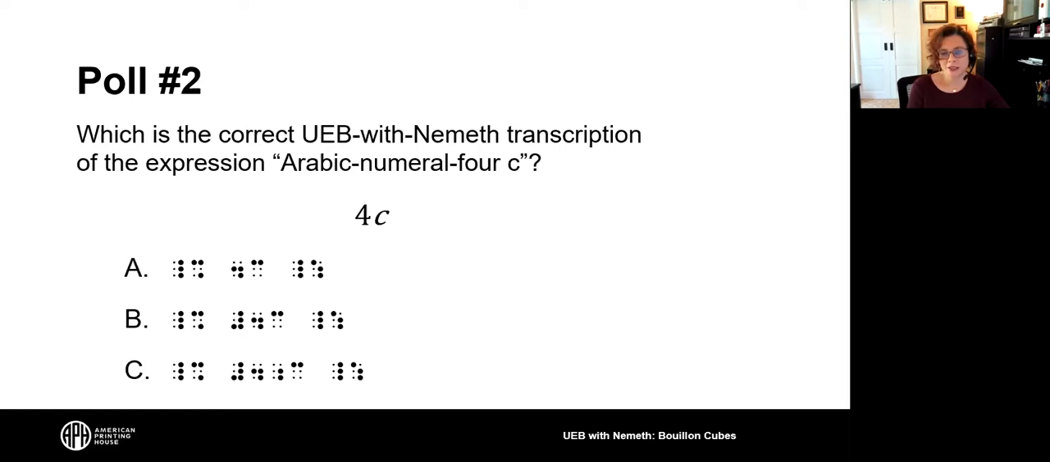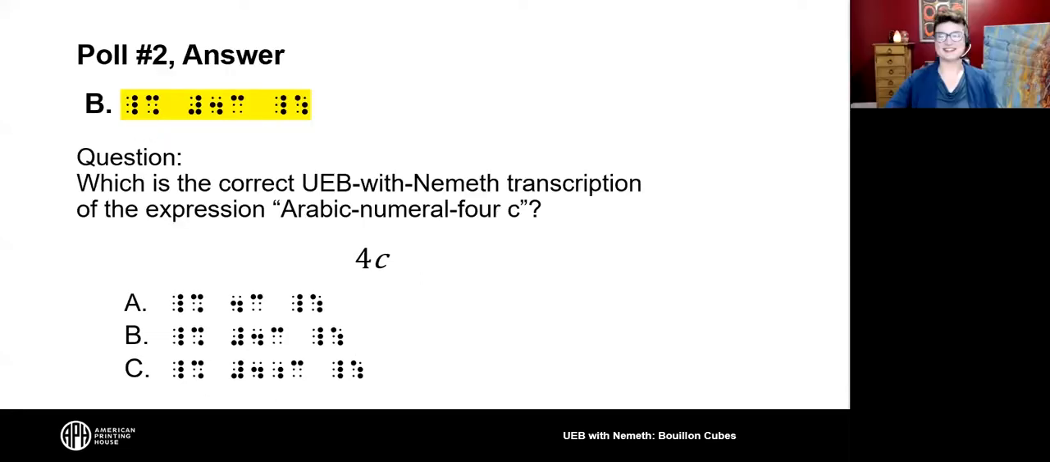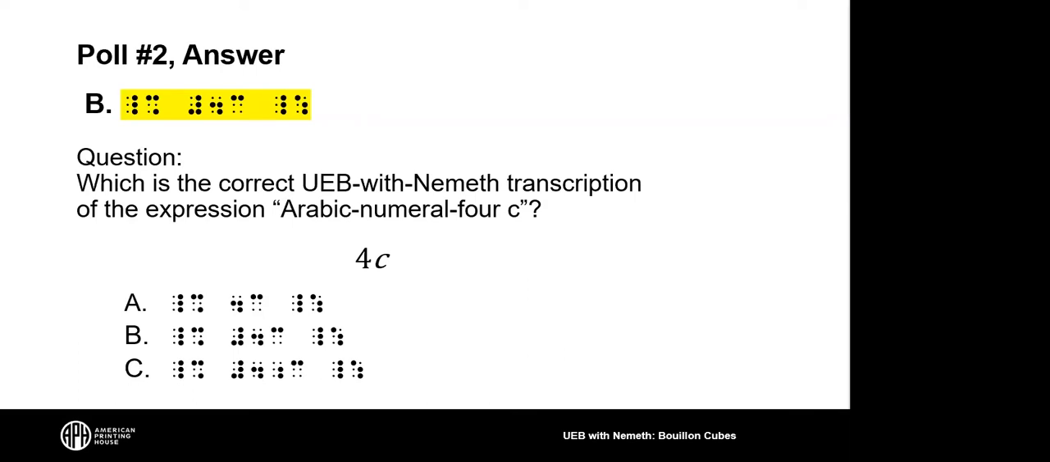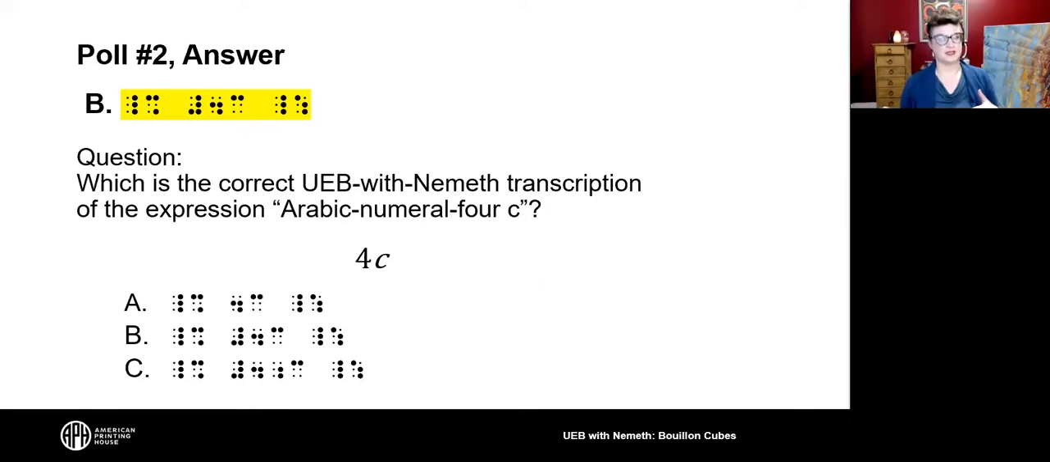And Kyle, the majority of our friends here chose answer choice B. That is correct. The correct UEB with Nemeth transcription of 4C, where the number and the letter are written together to indicate that they are multiplied, is numeric indicator 4C. This is because the numeral 4 comes after a space, so we use the numeric indicator to give the Braille user something to hold on to.